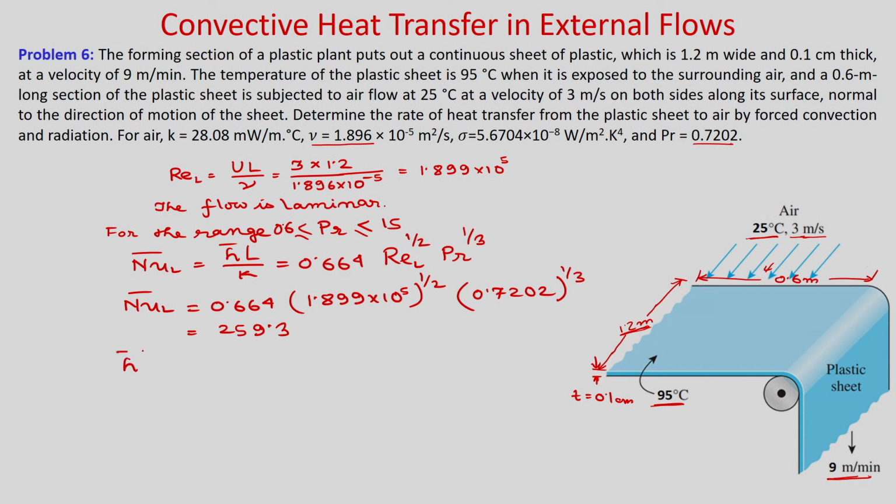So, h bar you can calculate as 259.3 into k. Thermal conductivity is 28.08 divided by L, L is 1.2. So, h bar will be 6.067 watt per meter square Kelvin.